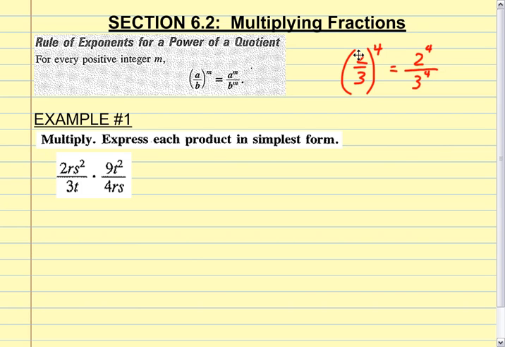Now, let's look at example number 1. Fractions, your favorite. You love fractions. Yay! If I keep saying it, it might be true.